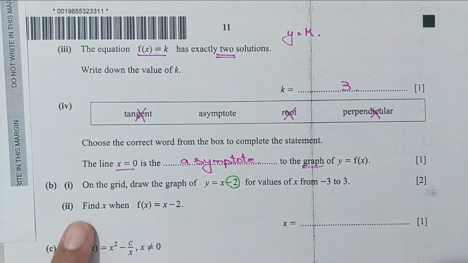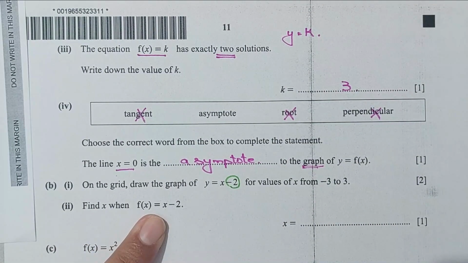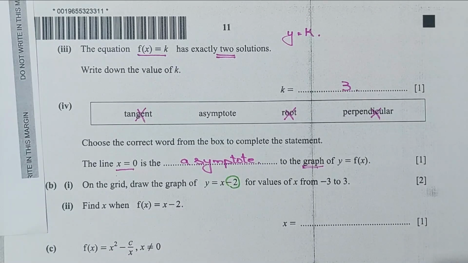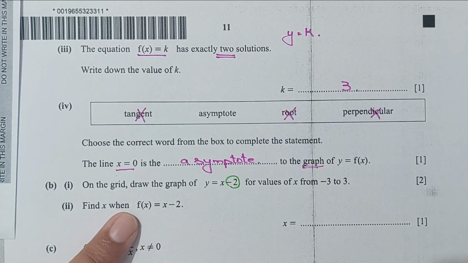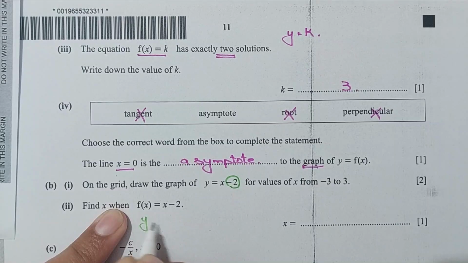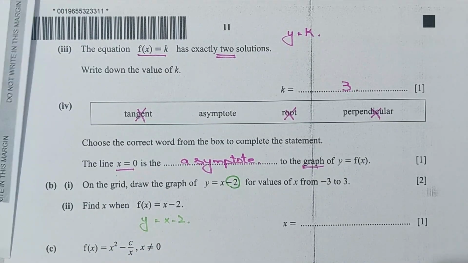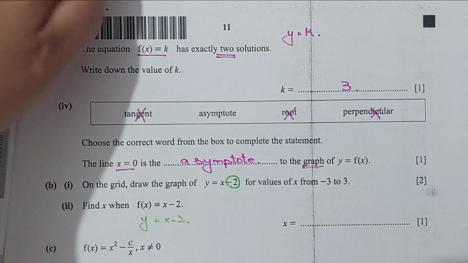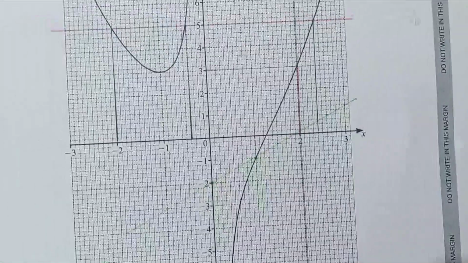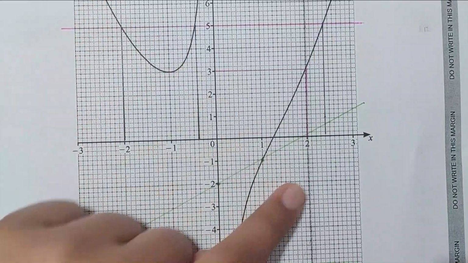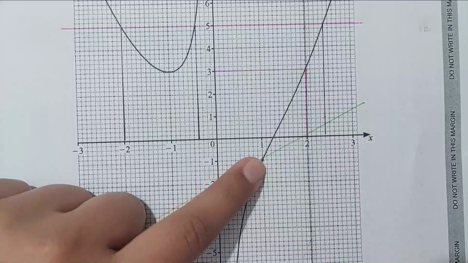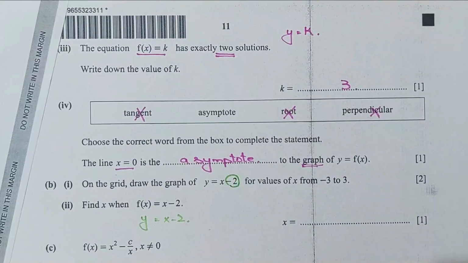The second part of B is to find x when f of x equals x minus 2. f of x is basically the function, and this line is y equals x minus 2. Let me show you the graph. At what point do this function and this line intersect? It means at x equals 1.